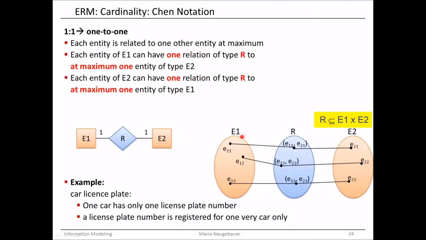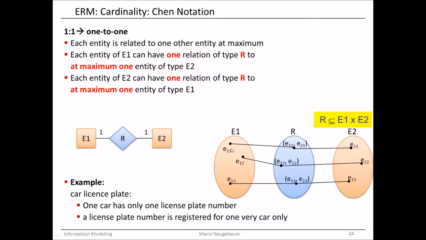You have one entity set E1, which corresponds to this entity set here on the left side. You have another entity set E2, which corresponds to this entity set here on the right side. And in between you have a relationship set here named R, just in general to have a connection modeled between these two entity sets.